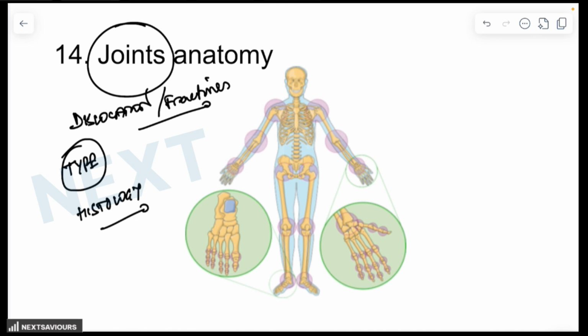Now they can additionally ask you about the names of the ligaments which prevent abnormal movement of that joint in particular. So joint anatomy is very important. For each and every joint you should know the type, the structures, and the muscles around it.